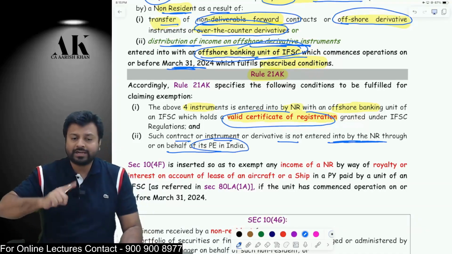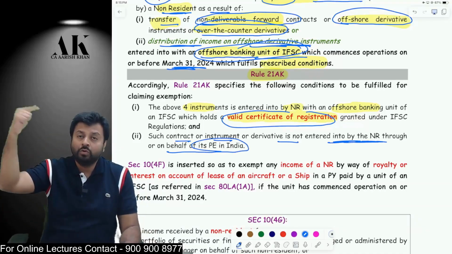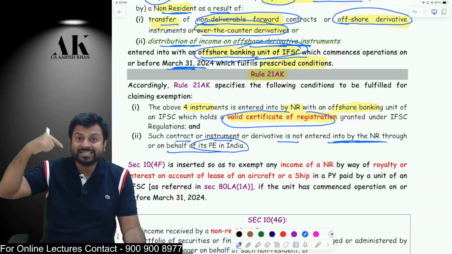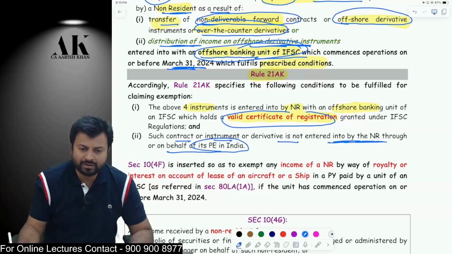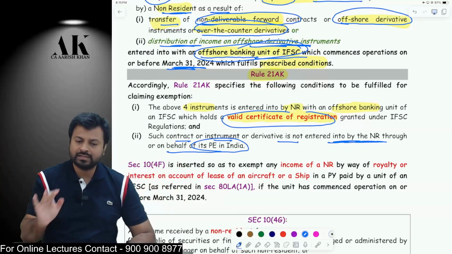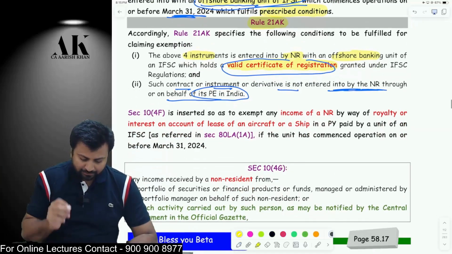So this contract is not entered by any non-resident who has a PE in India. If the non-resident has a PE in India and if that PE is entering into a contract, then this exemption will not be available to you. I hope it is easily clear to all of you. Okay. Now next one. Pay attention please, all of you.